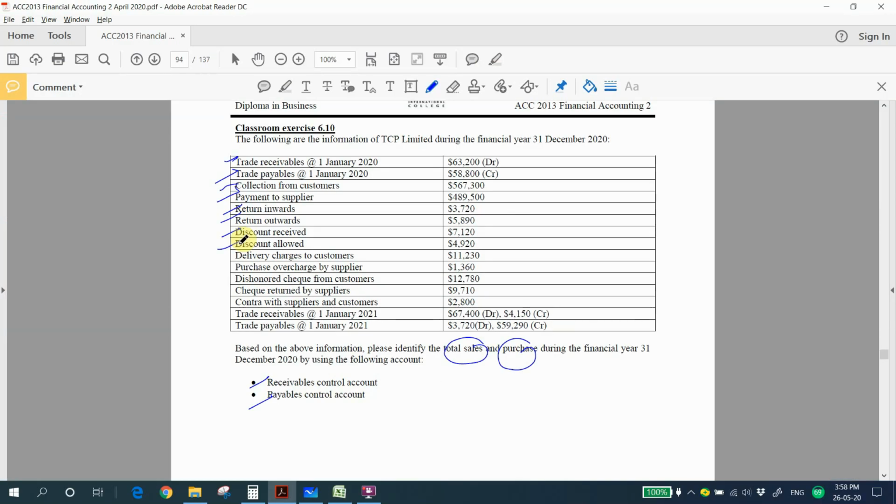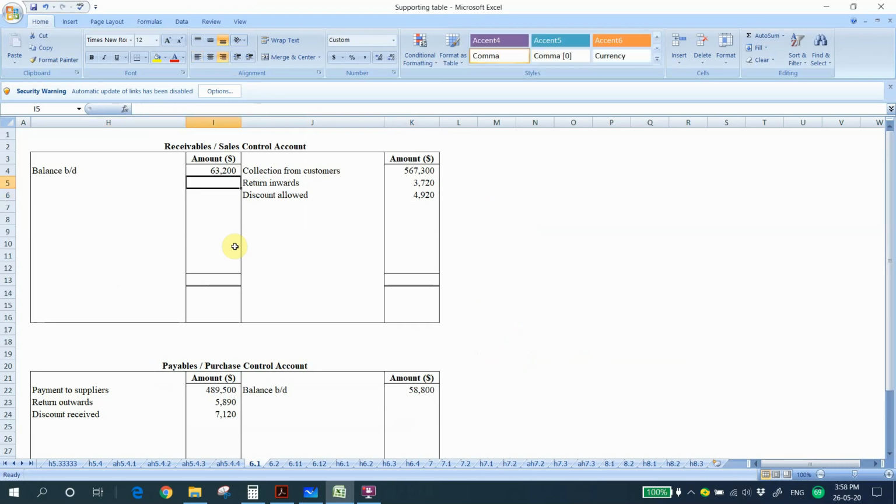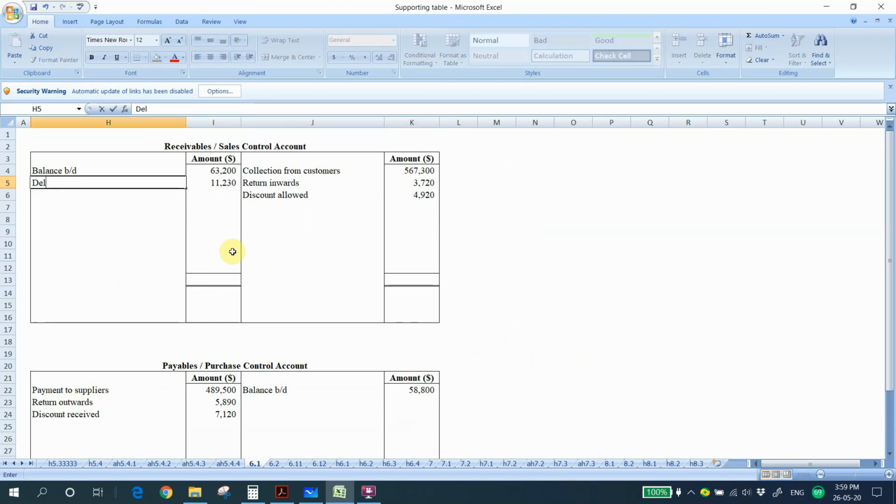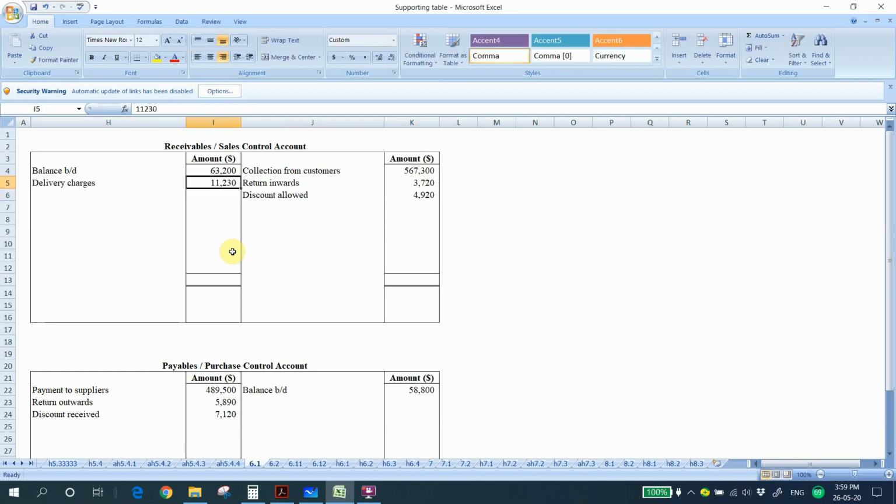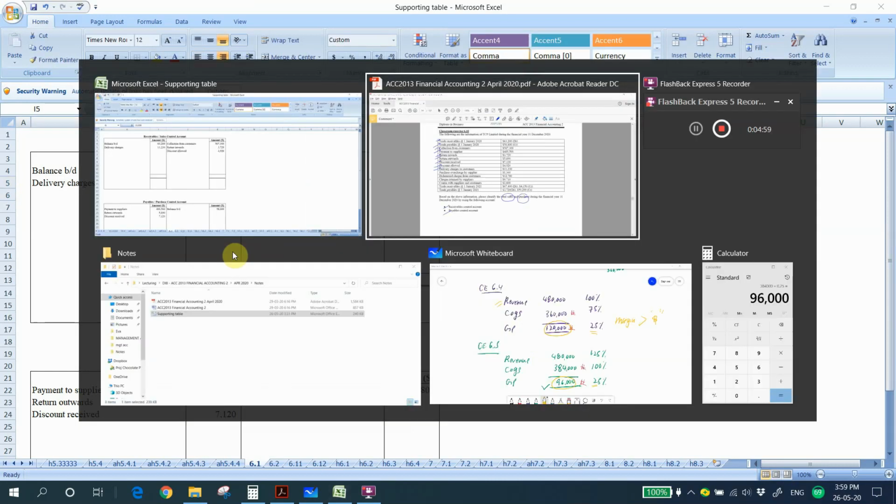Next, delivery charges to customer. So sometimes we deliver the product to our customer and we will charge them the delivery fee. So 11230, this amount will increase. This transaction will increase the amount that customer owing to us. So we record on the debit side of your receivable account.